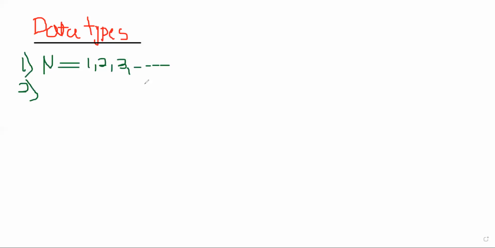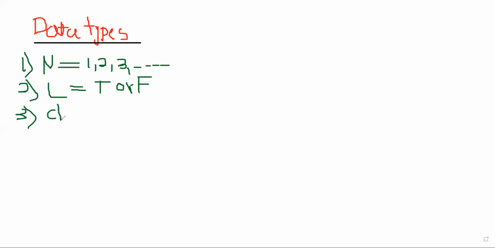Basically, the first data type is the numeric. Numeric means what? 1, 2, 3, 4, etc. Then we talk about the logical data type. Logical data type is basically true or false.